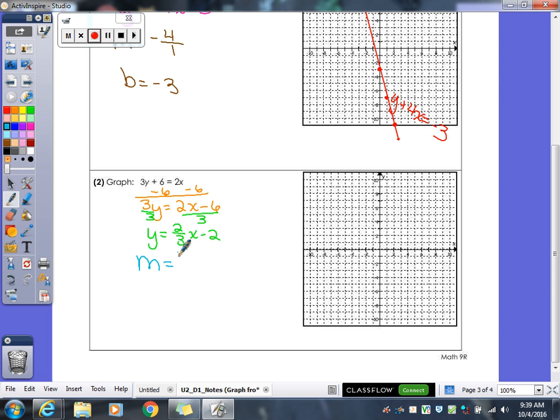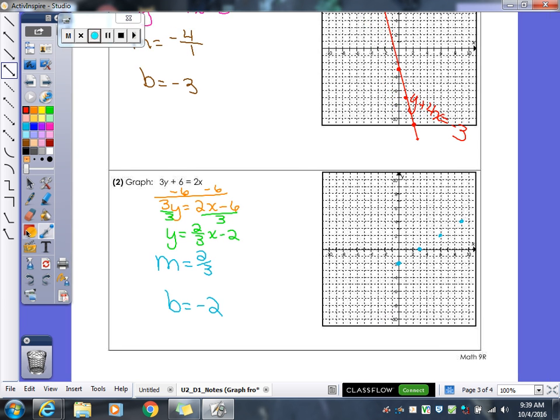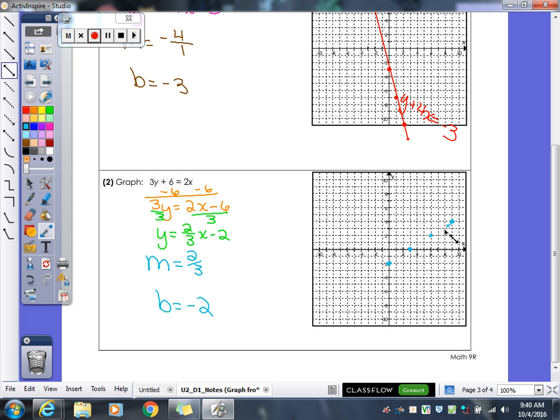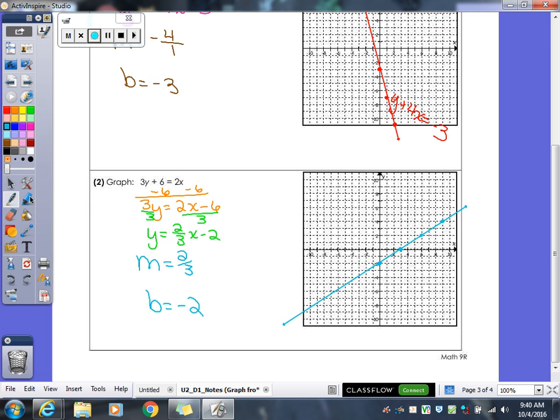So what's our slope this time? 2/3. Our b value would be a negative 2 this time. So I'm going to start at negative 2 on my y-axis, put my first dot. So then I'm going to go up 2 to the right 3. Then again, you just need at least 3 points to make it accurate. And then you got to make sure you label your line.